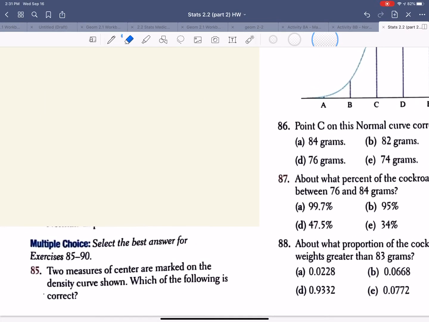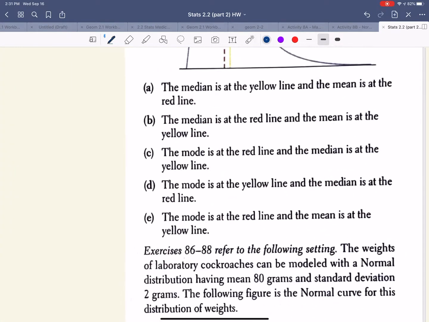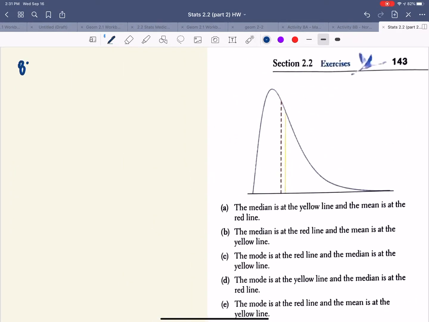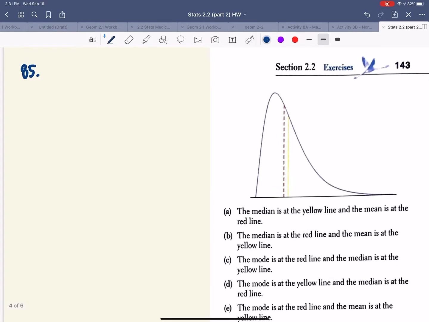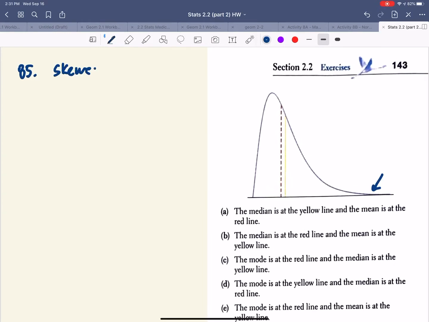So 85 says, to measure the center marked on the density curve, which of the following is correct? If we look at this density curve, then this is definitely skewed right. Since this is skewed right, that must mean that the median is here and the mean is pulled to the right. So in skewed right data, the mean is greater than the median. It's to the right on a number line. This direction is right, correct?